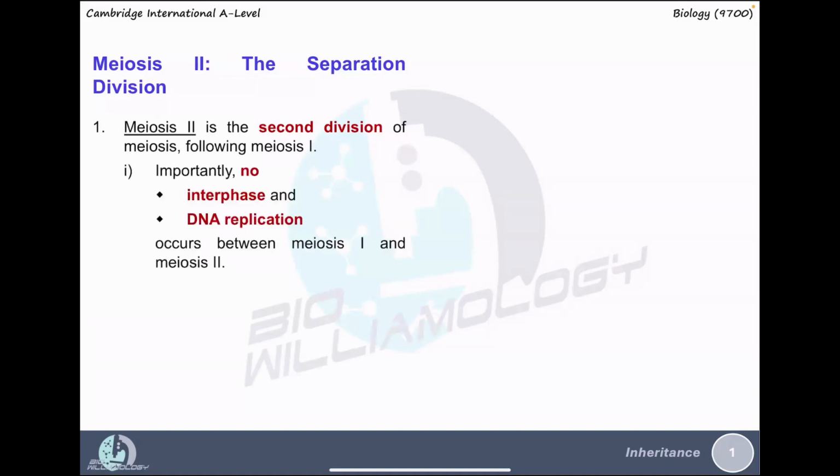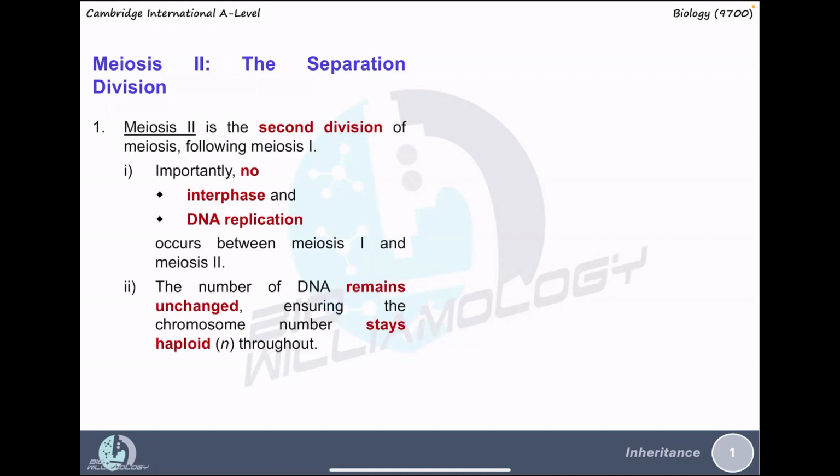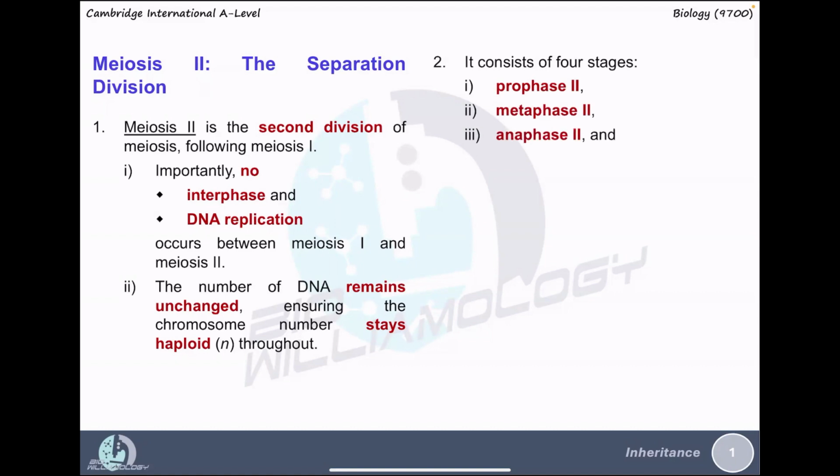It is important to know that there is no interphase and no DNA replication between meiosis 1 and meiosis 2. The number of DNA remains unchanged, ensuring the chromosome numbers stay haploid throughout. Similar to mitosis as well as meiosis 1, it consists of 4 stages: prophase 2, metaphase 2, anaphase 2, and telophase 2.